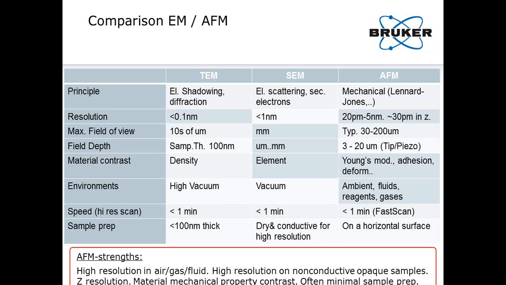Various additional techniques exist to obtain more specific contrast between different materials. For the electron microscope, the physical characteristics are mostly based on density and elemental ID. For the AFM, they are mechanical properties such as Young's modulus, adhesion, dissipation, etc.